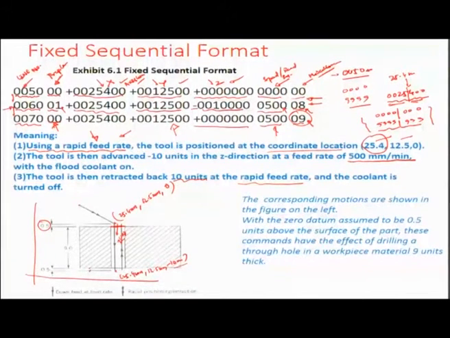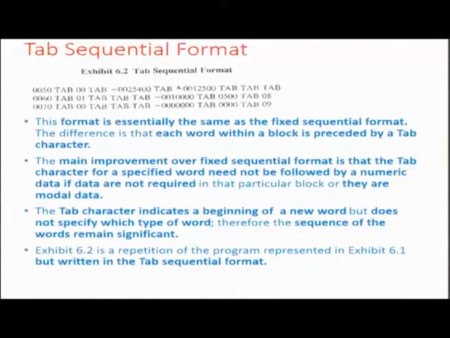So that's how you can actually look at this fixed sequential format and numerically be able to program a very simple drilling process. So I think it's kind of clear to you what we are trying to achieve using this kind of numeric program, and there are many shortcomings of numeric programs. For example, repetition was one of the major shortcomings, because of which this new format, exhibit 2 here, which is the tab sequential format, came into existence.